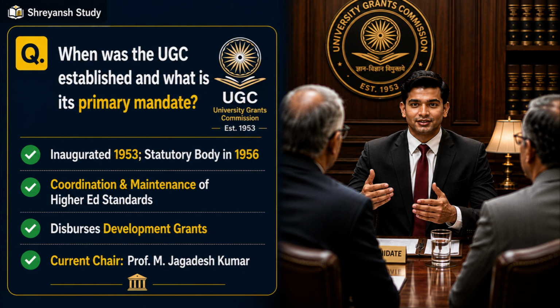When and how was the UGC established, and detail the primary functions and mandate of the Commission? Sir, the UGC was formally inaugurated in 1953 and became a statutory body of the Government of India through an Act of Parliament in 1956. Its mandate is the coordination, determination, and maintenance of standards of university education in India. It also provides funds and development grants to eligible institutions. The current chairman is Professor M. Jagdish Kumar.